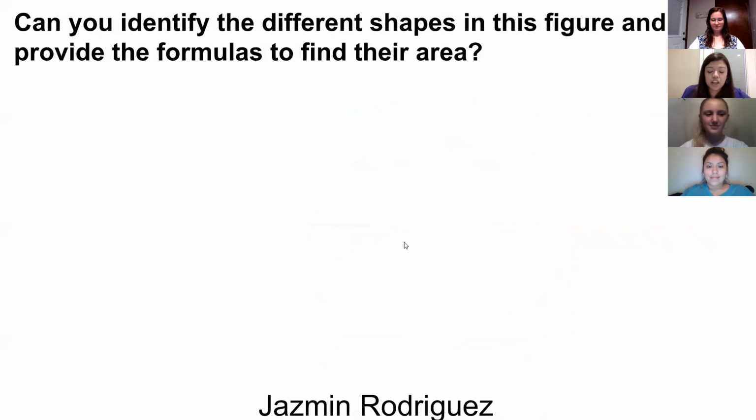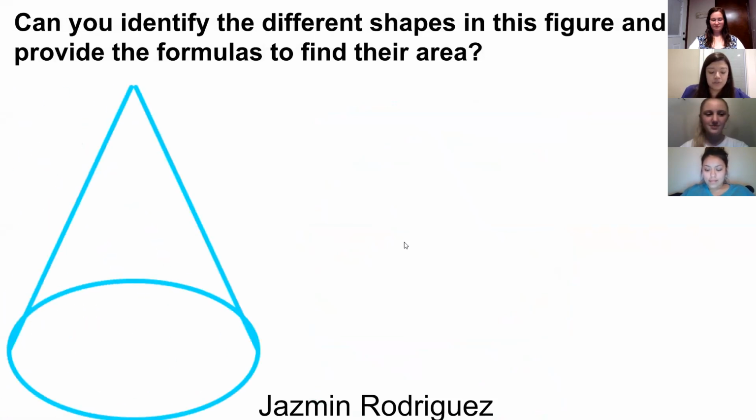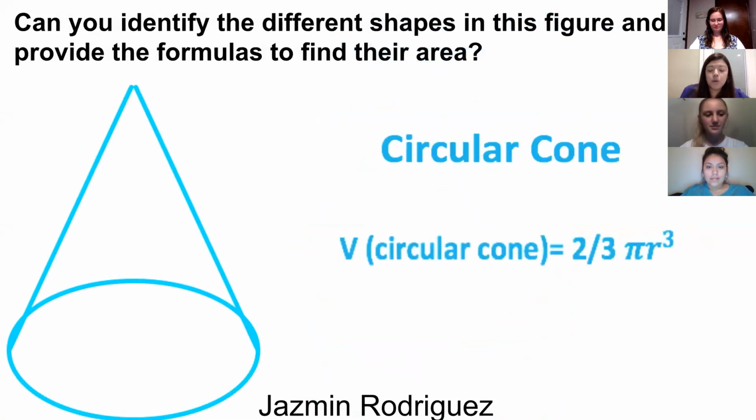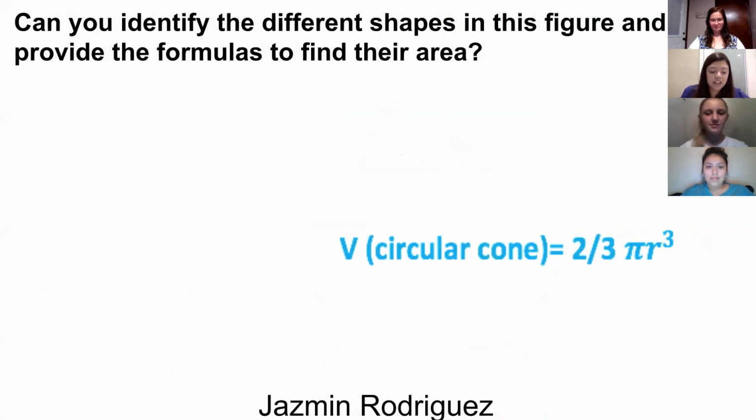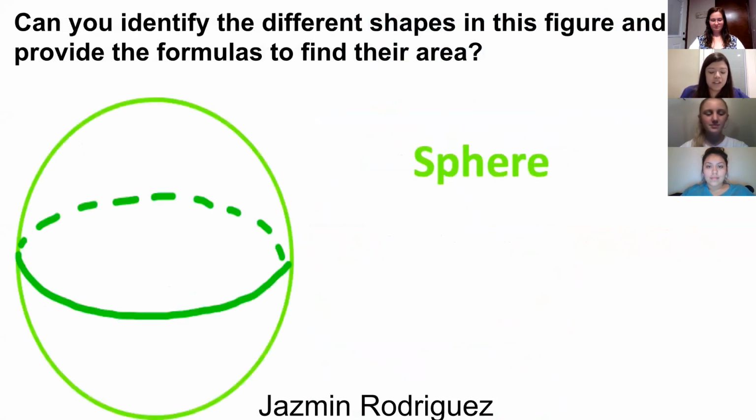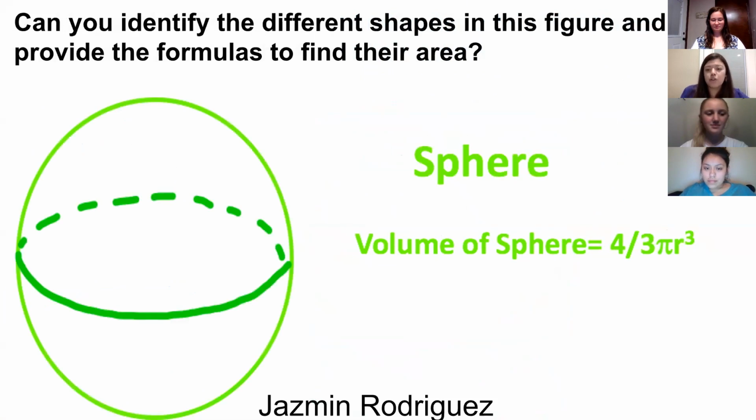Next, we also see that we have a right circular cone. To determine the volume of the right circular cone, we use the formula 2 pi r cubed, where r is going to represent our radius of the cone. Lastly, we have a beautiful sphere. To find the volume of the sphere, we use the formula 4/3 pi r cubed. Once again, r is going to be the radius of the sphere. And to find the total volume of the figure, you simply add up all 3 of the volumes.